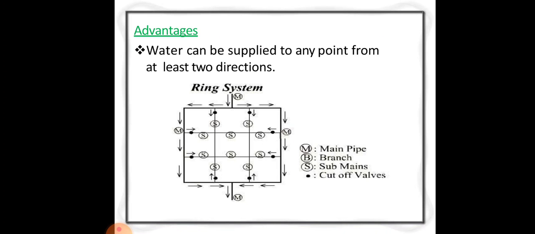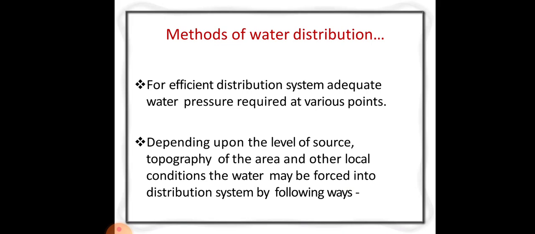Now, coming to the next topic, that is the methods of water distribution. We know that for an efficient distribution system, adequate water pressure is required at all points, and depending upon the level of the source, the topography of the area, and also the other conditions in the locality, the water will be forced into the distribution system in different ways. So, we will see what are the various methods of distribution of water.